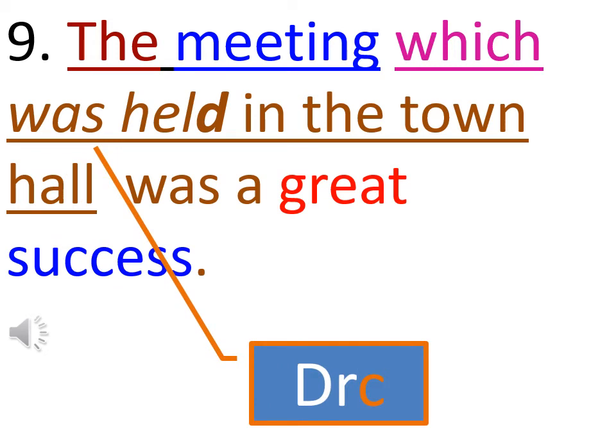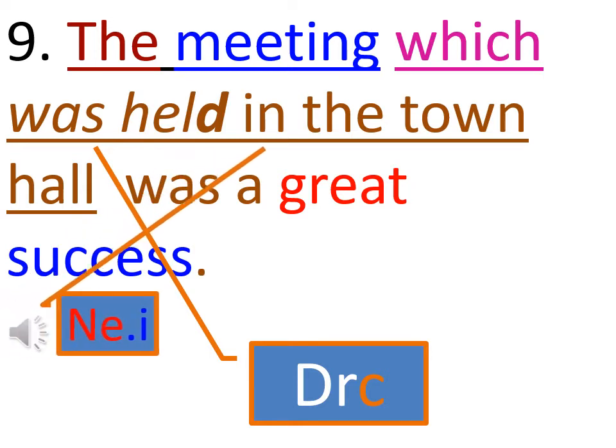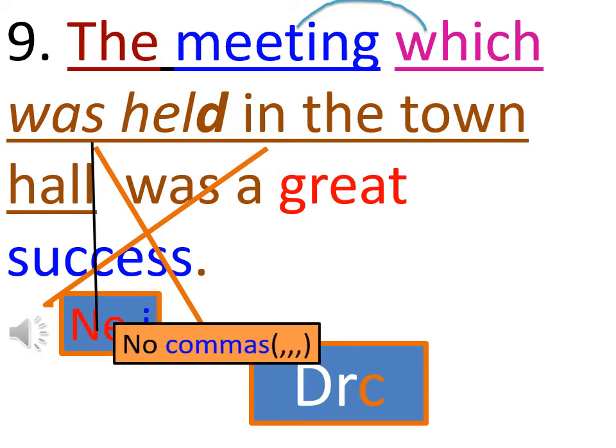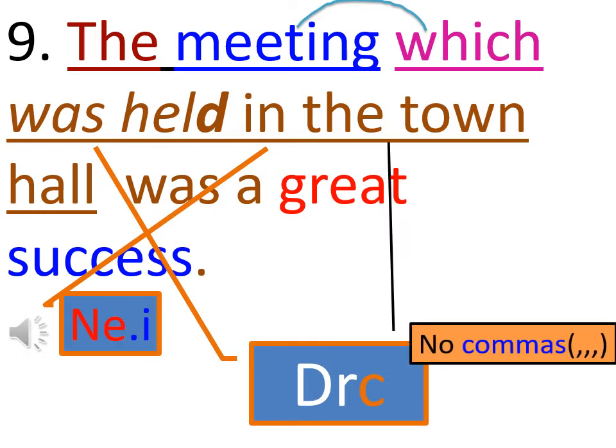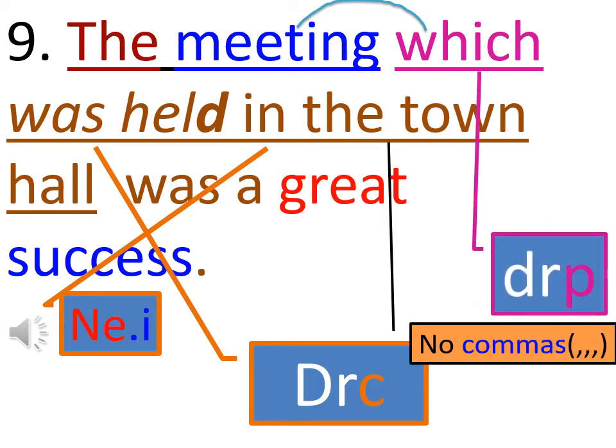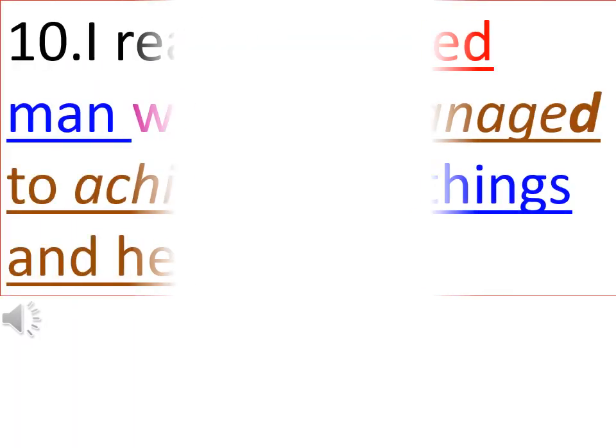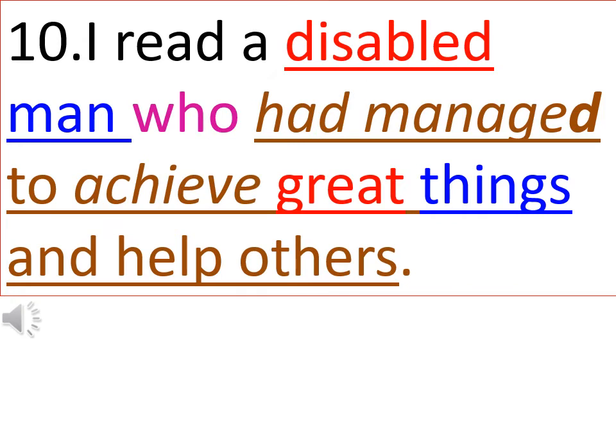Defining relative clause. Necessary information. Noun and relative pronoun. No commas. Defining relative pronoun. I read about a disabled man who had managed to achieve great things and help others.